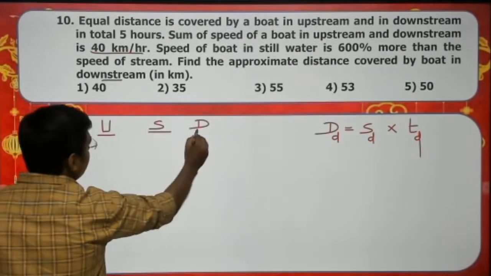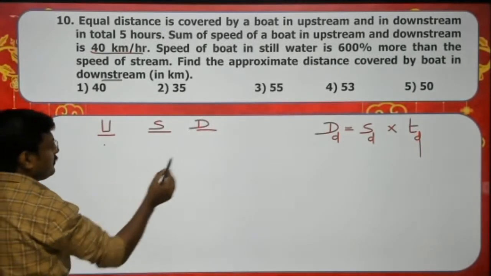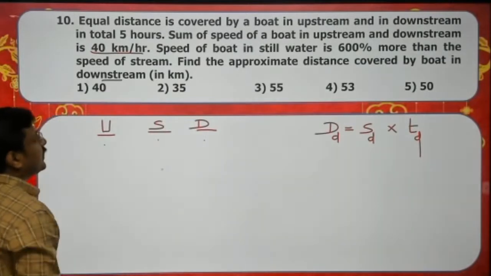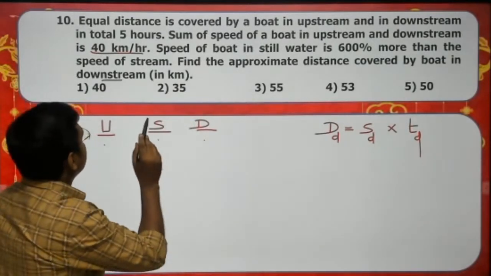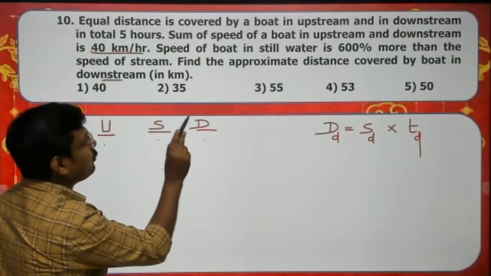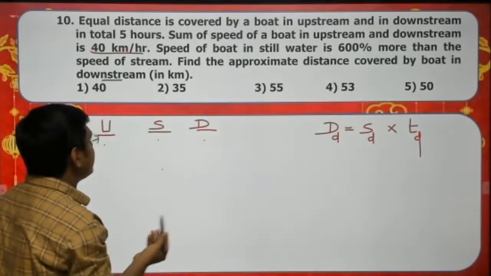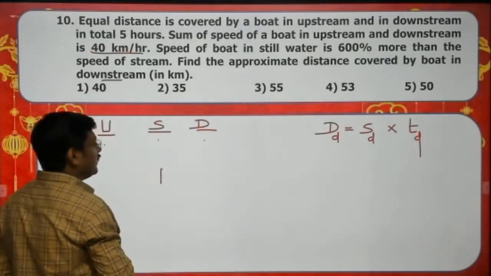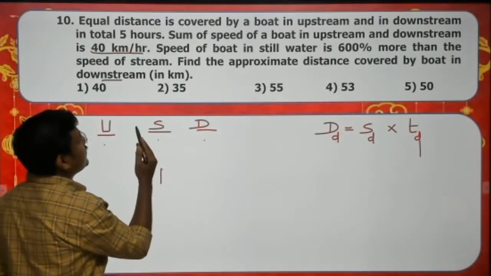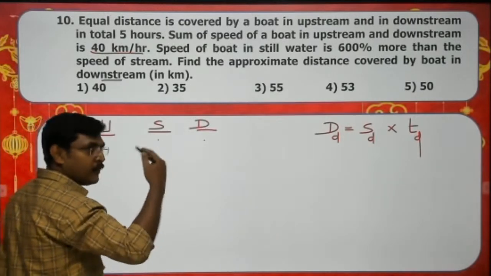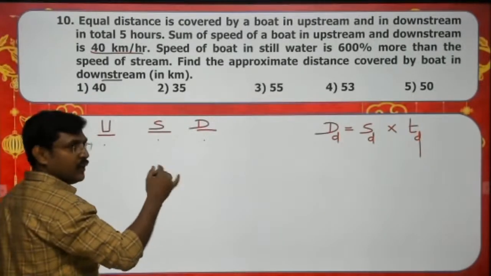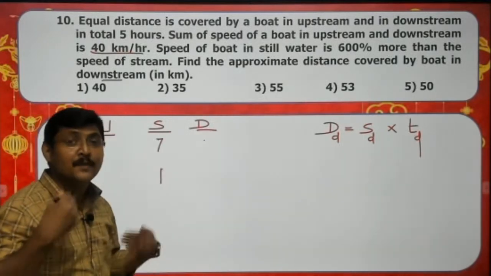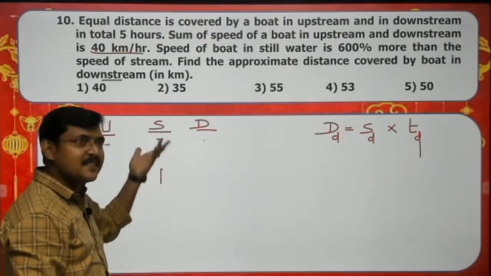Listen, we know that here we will consider the speed of upstream, downstream, speed of the boat in still water and speed of the stream. Clearly given that the speed of the boat in still water is 600% more than the speed of the stream. We don't know the speed of the stream. If I assume the speed of the stream as 1, then the speed of the boat is 600% more, meaning 1 plus 600 by 100. So that means we need to write it as 7. 600% more than 1, that means it is 7, right?